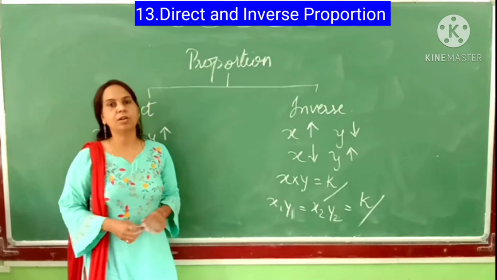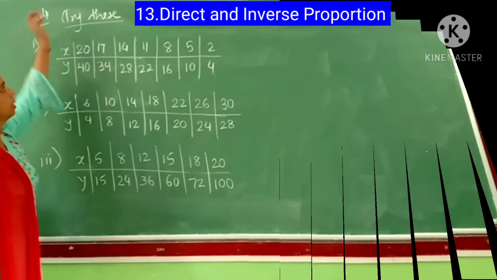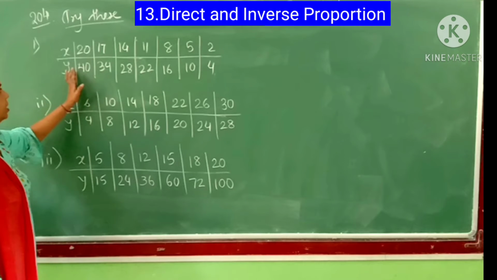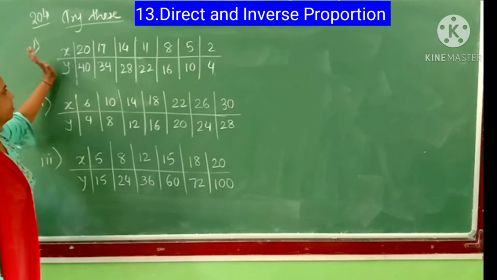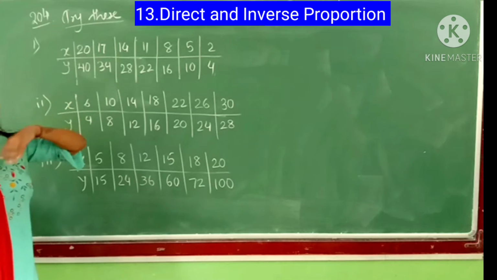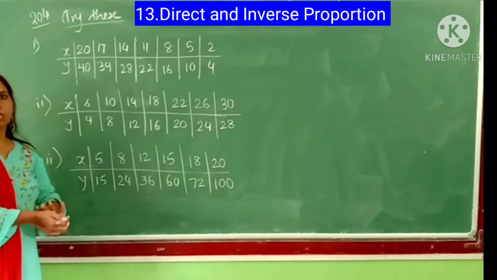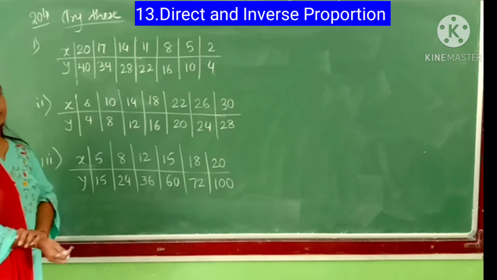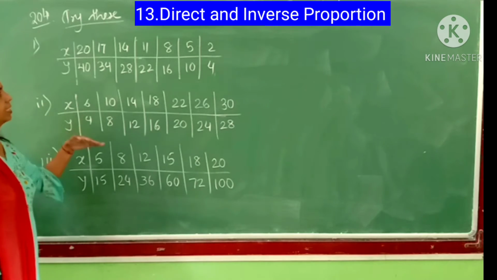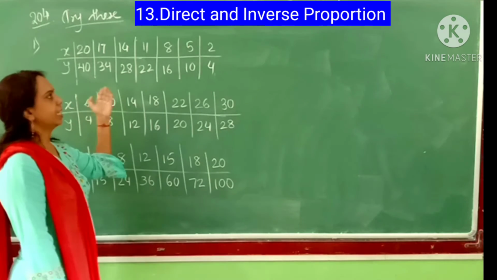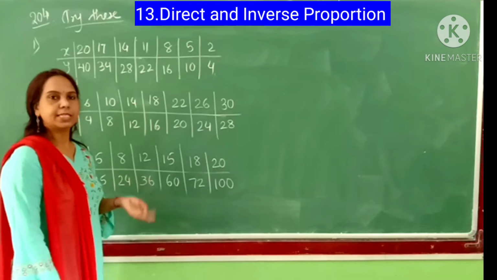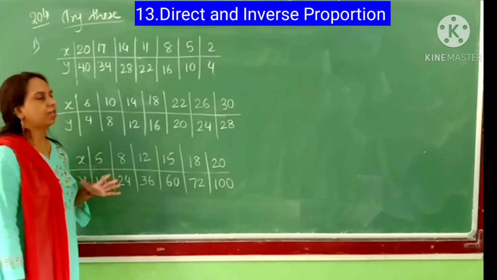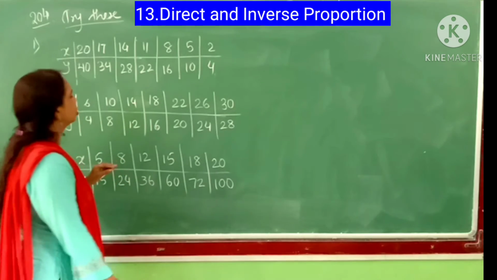Clear? Now we will solve the sums of the textbook. Page number 204, try these sums. X and y variables are there and the values are given, so let's check it out. x is increasing and y is increasing. So if it is a direct proportion, then x upon y should be one constant value. So let us check it out.